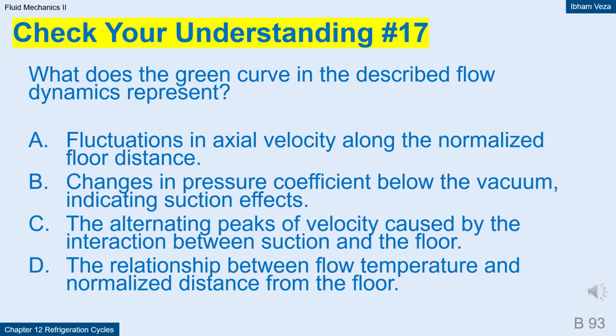Explanation of why other answers are wrong. A. Fluctuations in axial velocity along the normalized floor distance. Incorrect, because the axial velocity is represented by the blue curve, not the green curve. C. The alternating peaks of velocity caused by the interaction between suction and the floor. Incorrect, because the green curve represents pressure coefficient changes, not velocity peaks.